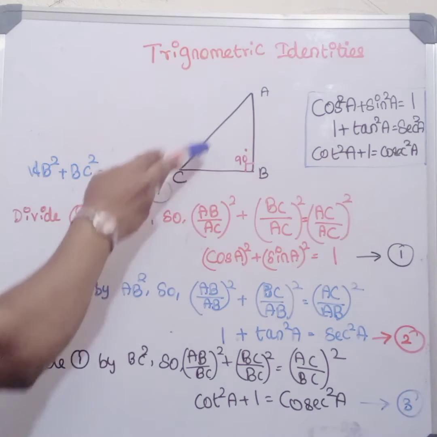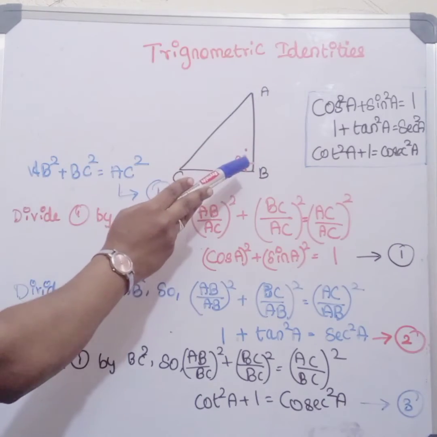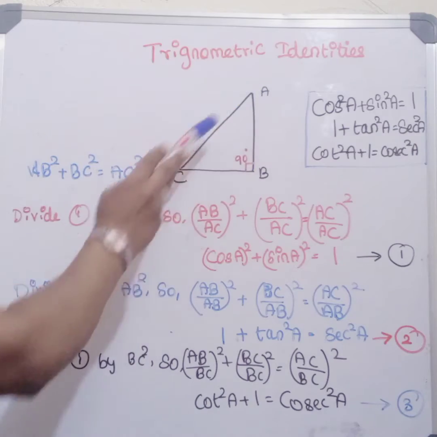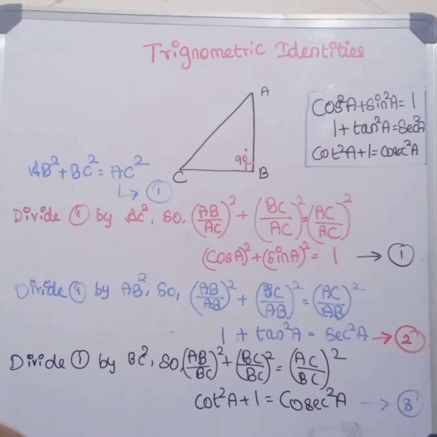So let me consider this right angle triangle ABC. B is the right angle, that is 90 degrees. A and C are the complementary angles. These two are complementary angles, which I told you in the last class itself, and we proved that also.